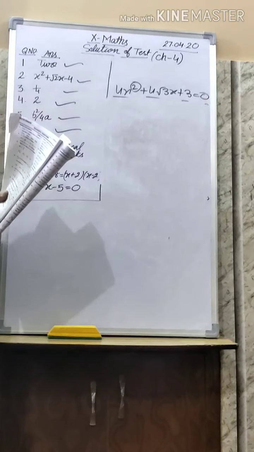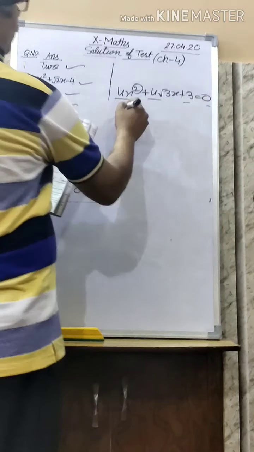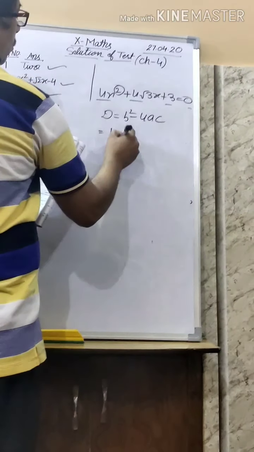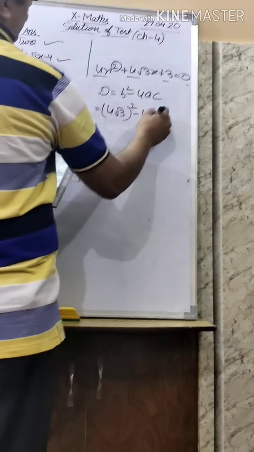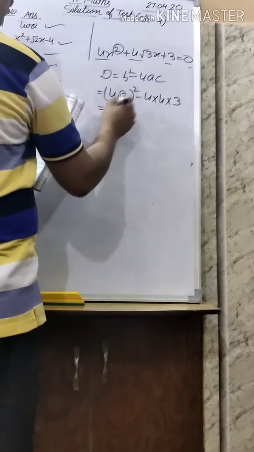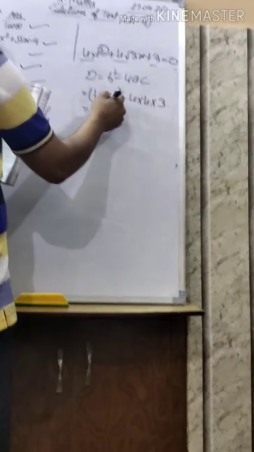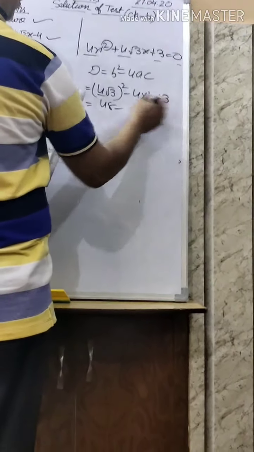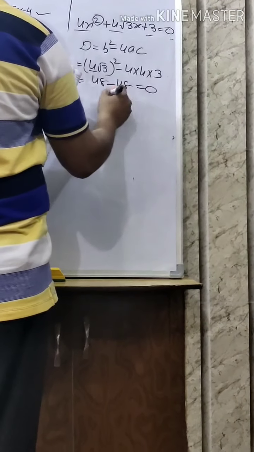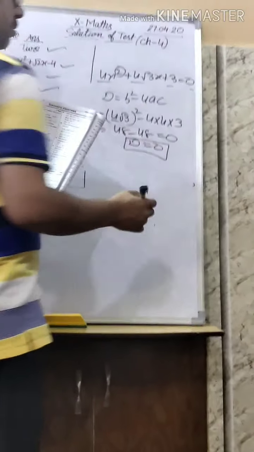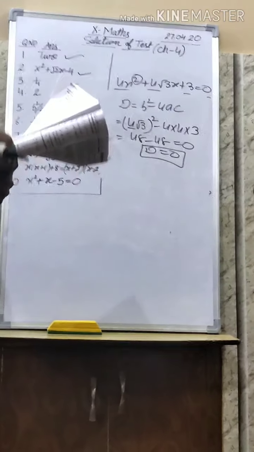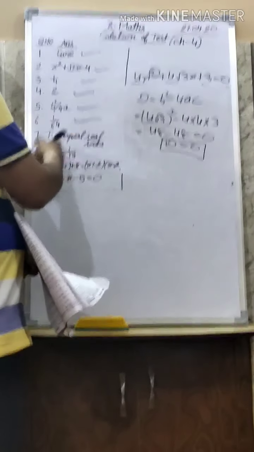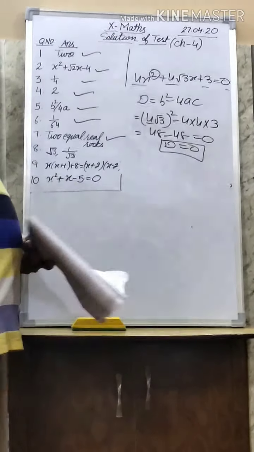When he asks about the nature of roots, we will find out the D, that is b square minus 4ac. So (4 root 3) square minus 4 into a into c. So 4 square is 16, 16 times 3 is 48, minus 4 into 4 into 3, that is 48, is equal to 0. So D is equal to 0 means roots are equal and real. Clear this? So that answer is 2 equal real roots is the correct answer.